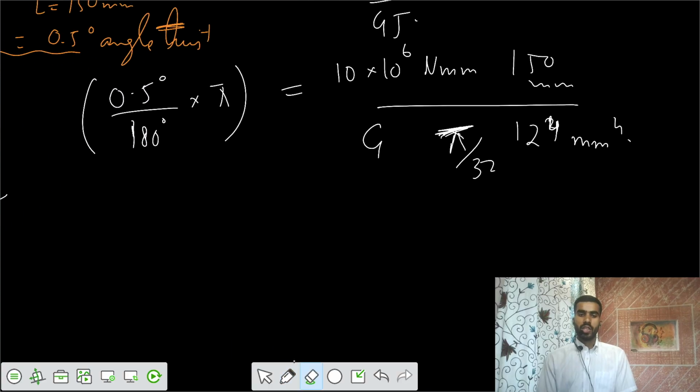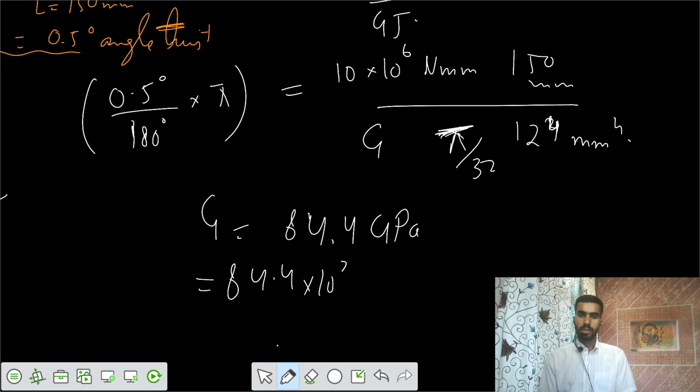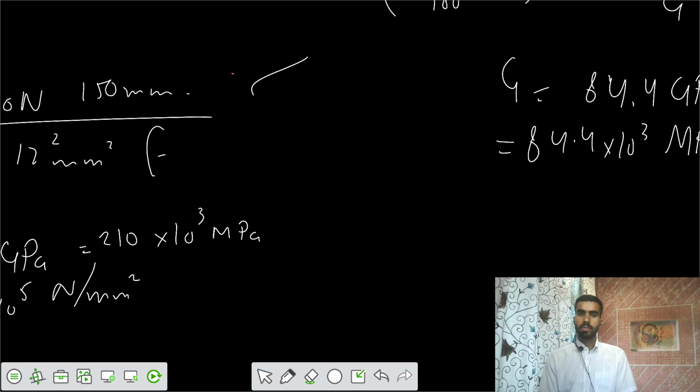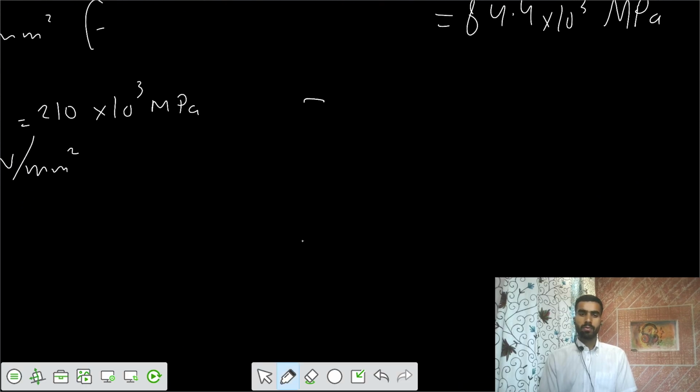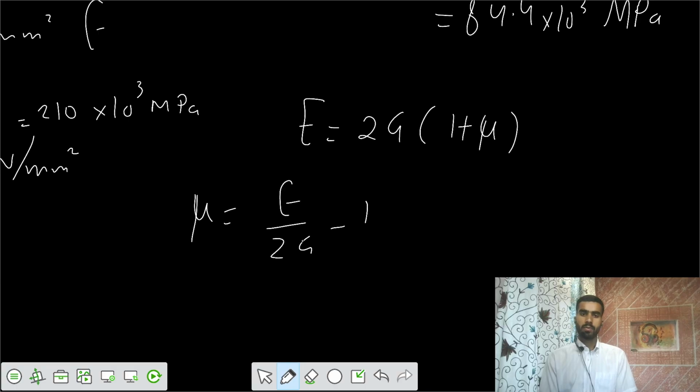So I got a value of G equal to 84.4 gigapascal. I would say 84.4 × 10^3 megapascal. So you got this one. Now from the equation we have E = 2G(1 + μ). I can get the value of μ = E/(2G) − 1.